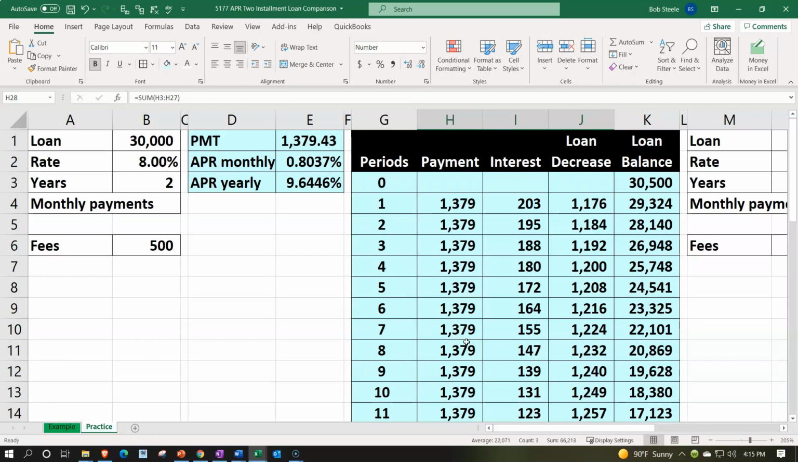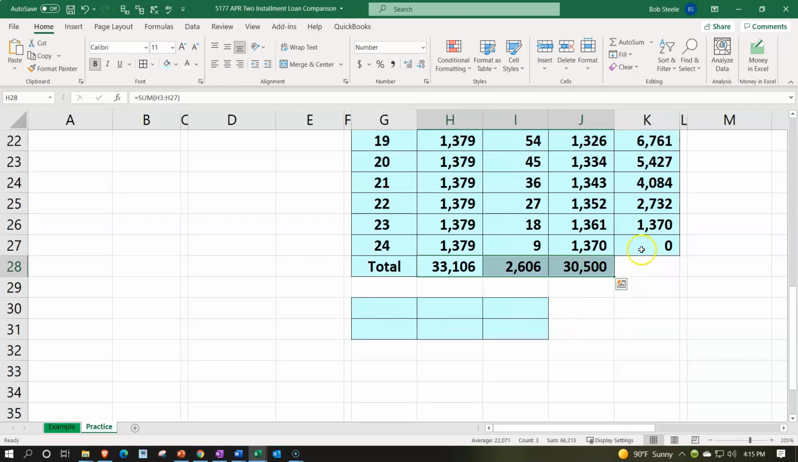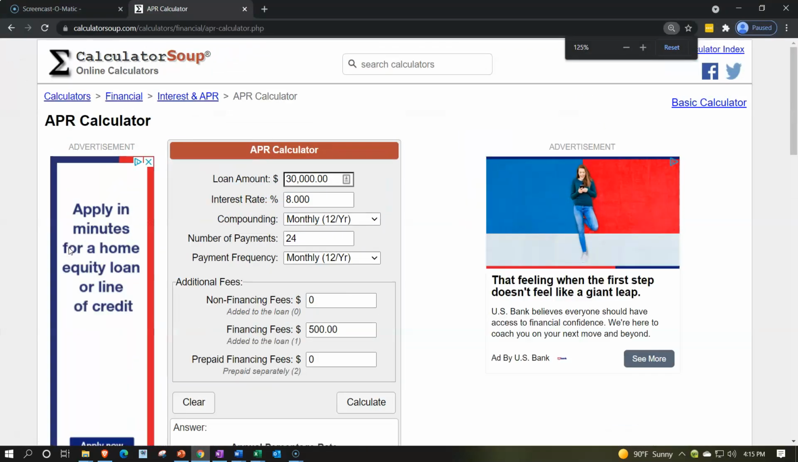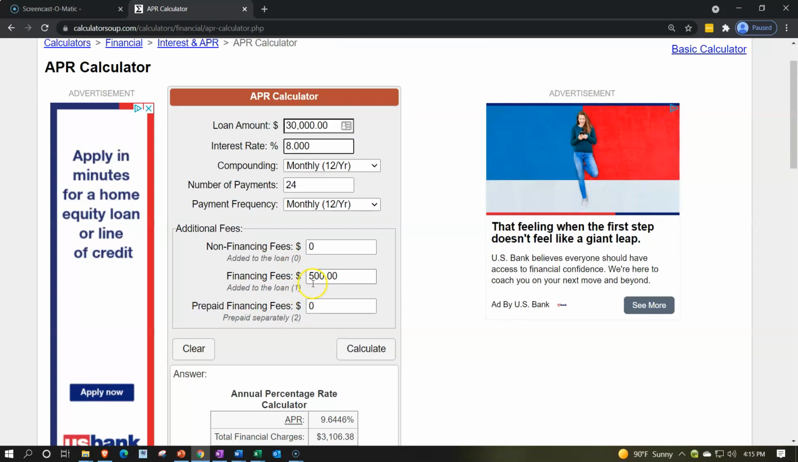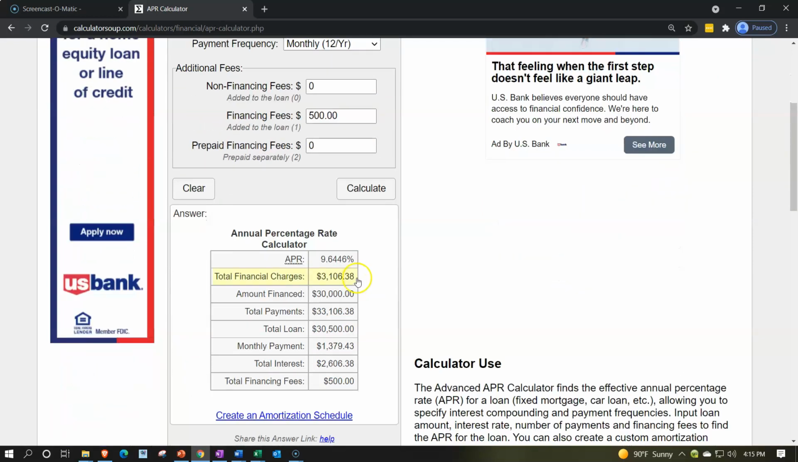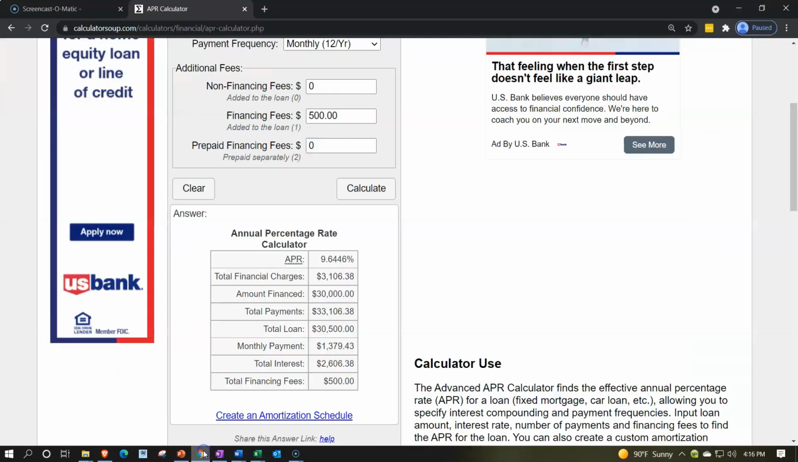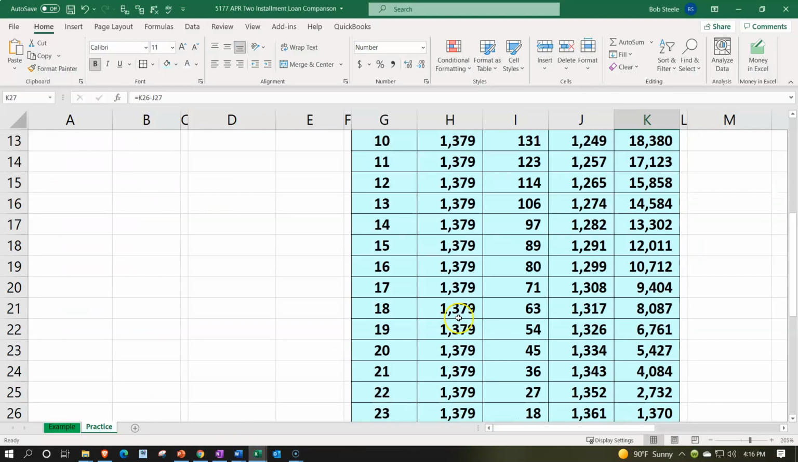Now, you can check this on a calculator, like on a website calculator. So we had the $30,000 loan. The interest we said was 8%, monthly, 24 periods, and the payment frequency monthly. And we added the fees of the $500. When we calculate that out, we get to the APR of 9.6446, right? That's what we got, isn't it? It is indeed. Of course it is. And then we have the total finances of the 33,106. So let's check that out.